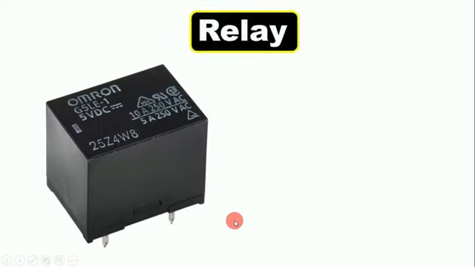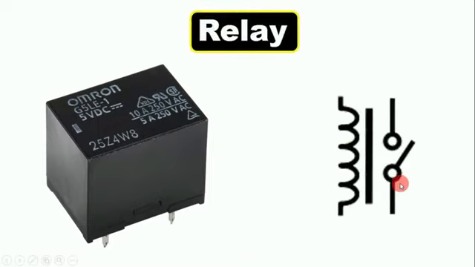Now friends, the last component of this video is left. This component is known as a relay. The symbol of the relay is made like this. We use this relay in a circuit where we have to operate high voltage and high current. Now friends, in this relay, there is a coil. Like here you can see a coil is made.